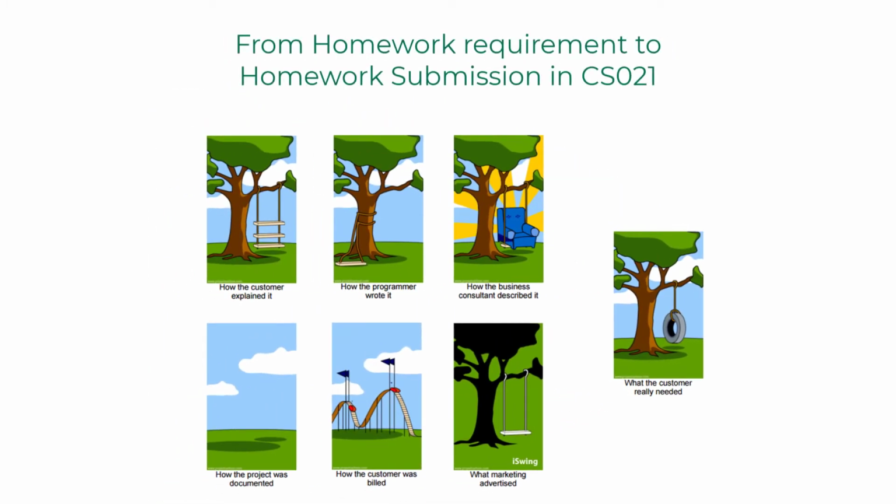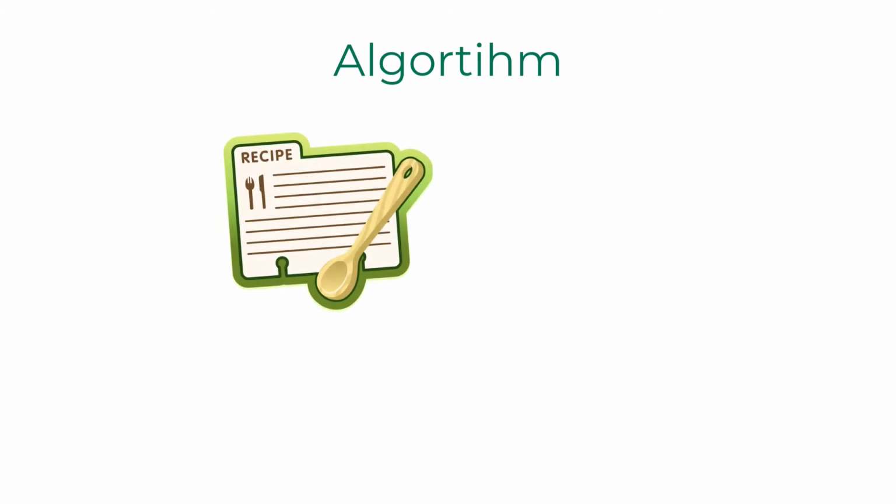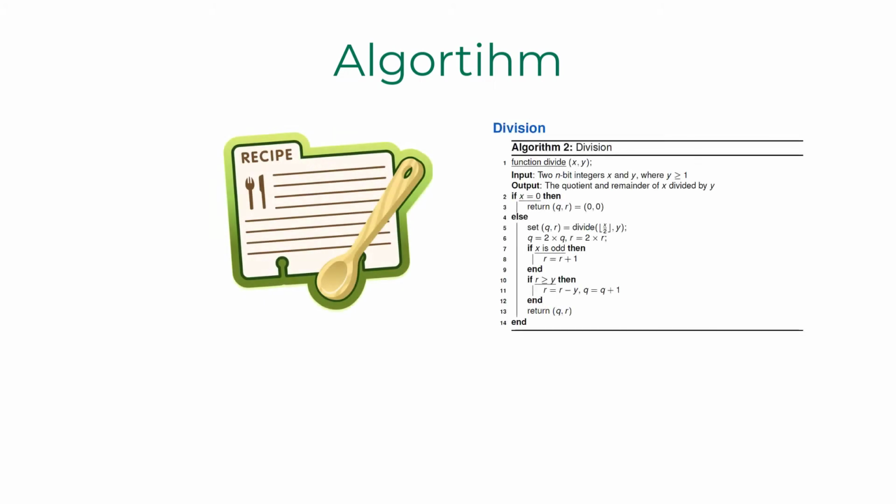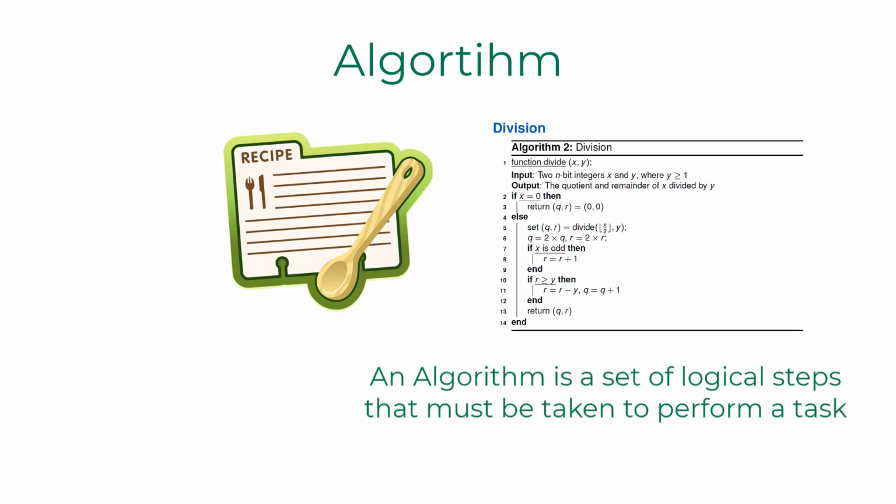For this course, your customer is the instructor team. We will do a better job in asking what exactly we need in your homework submission. Okay? Once you understand the tasks you need to perform, you break down the task into a series of tangible steps. If you did that, you basically drafted an algorithm. An algorithm is a set of well-defined logical steps that must be taken to perform a given task.